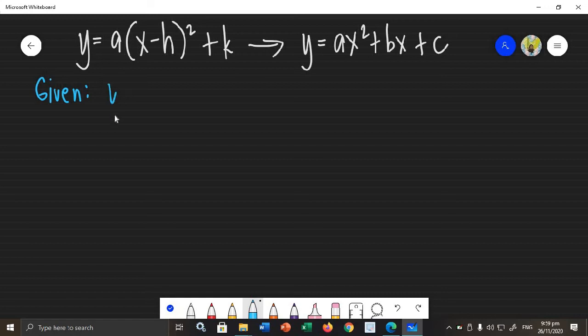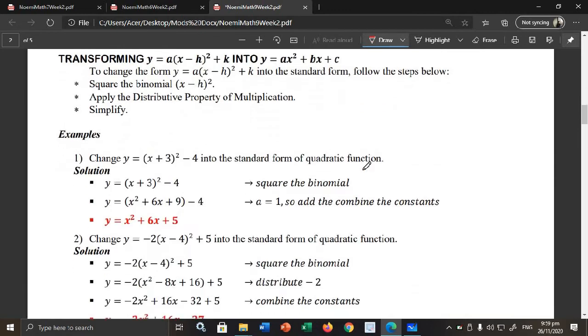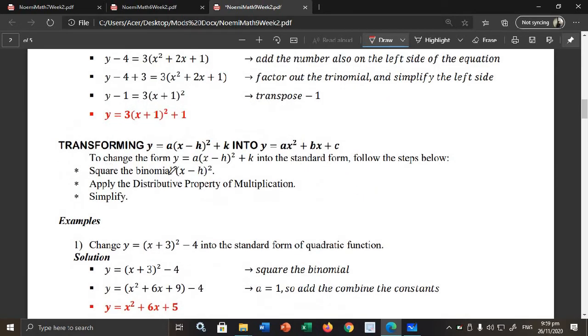Let's say I have y is equal to quantity x plus 3 squared minus 4. And then I'm going to change or transform it into the standard form of a quadratic function, which is this one. Okay, binaligtad lang natin. So, let us see your module for the steps. Ang first step daw that we need to follow is we need to square the binomial.